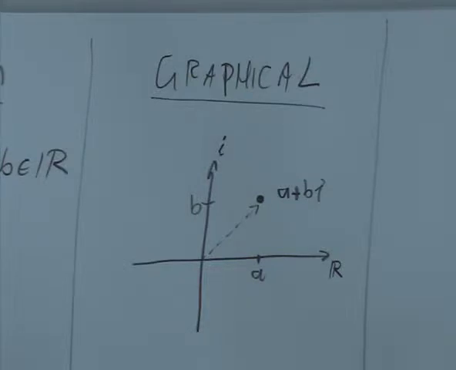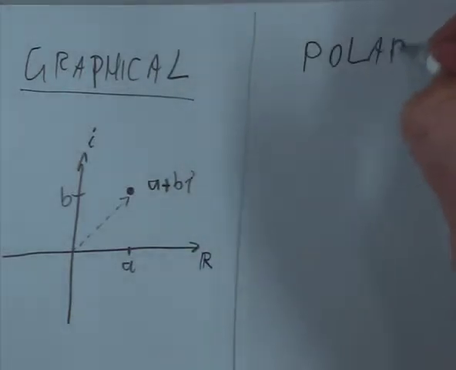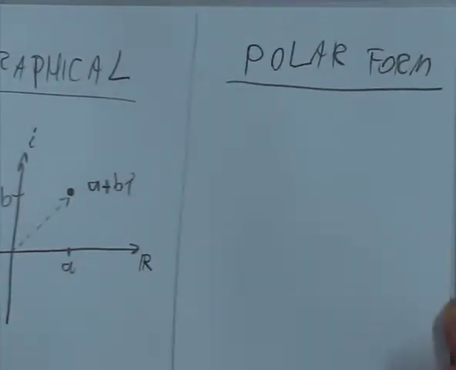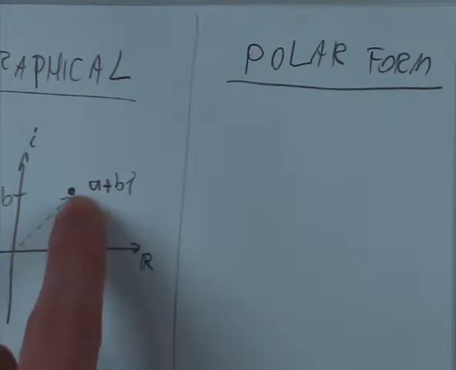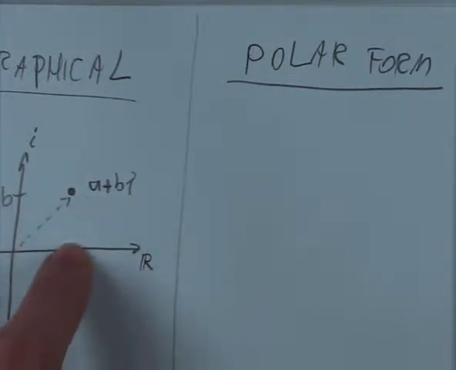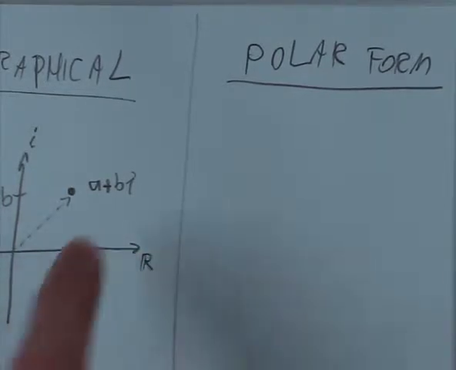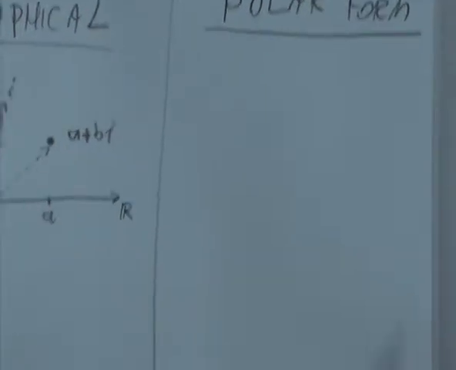All right, and thirdly, there is the polar form. Okay. So your polar form has a different perspective of locating that point on the plane. So this point here can be located in a different way. You could say how far it is from the centre, and you could say how far round it is rotated from the real axis. And that's the polar form.